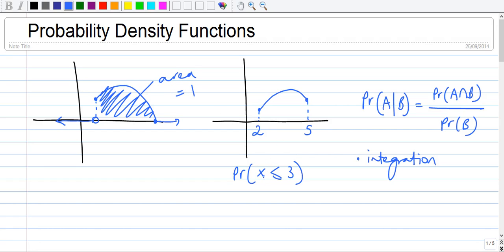If we want to find the probability that x is less than something or greater than something, for example, if we had a PDF running between x equals 2 and x equals 5, and we wanted the probability that x was less than 3, we would be finding this area, and we'd be integrating that function between 3 and 2. So you've got to be really strong with your integration skills.